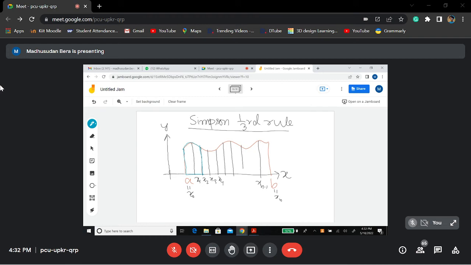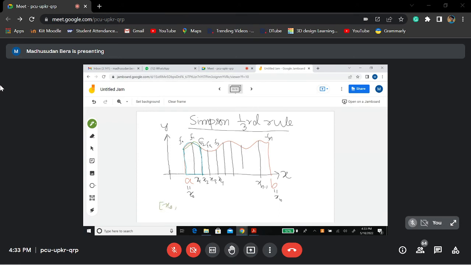Then for this curve, the functional values in the same way, I am writing here, say f0, f1, f2, f3, f4, up to fn, we will calculate. For consecutive sub-intervals, the curve is approximated by a second degree polynomial that passes through these points. This is the approximation: instead of a straight line, we use it for consecutive sub-intervals.